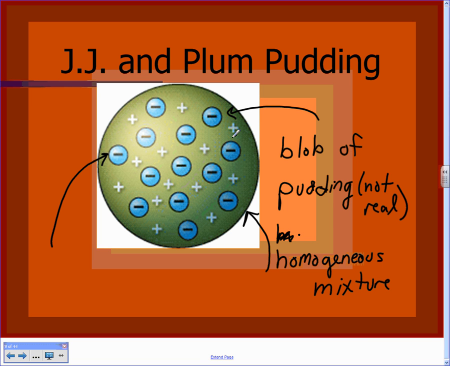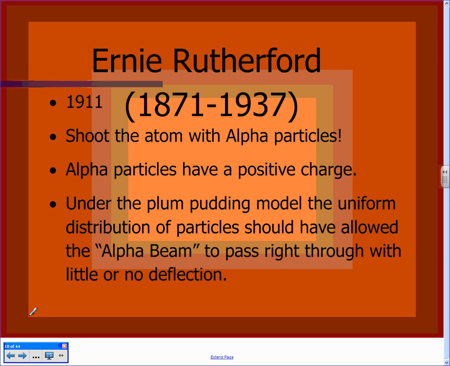The plum pudding model actually was very popular in the scientific community for a while. It was our best explanation given the evidence that we had, which means that it was kind of like a theory. It was our best explanation given the evidence of the atom and the electron. But like all theories, and we talked about this at the beginning of the year, it's subject to scrutiny, and part of that scrutiny for this particular model came from Ernest Rutherford.